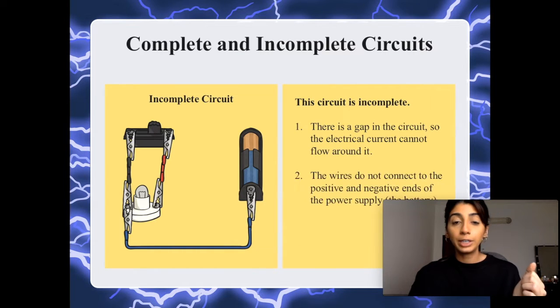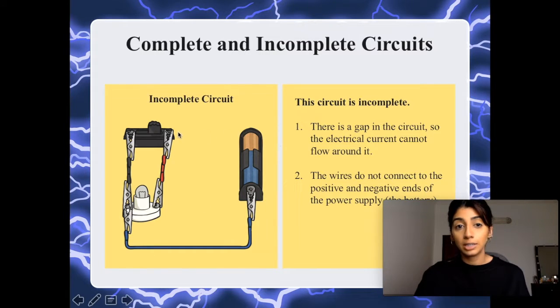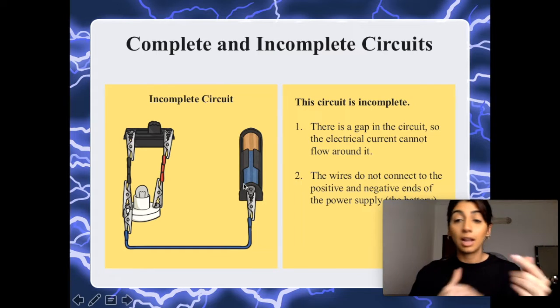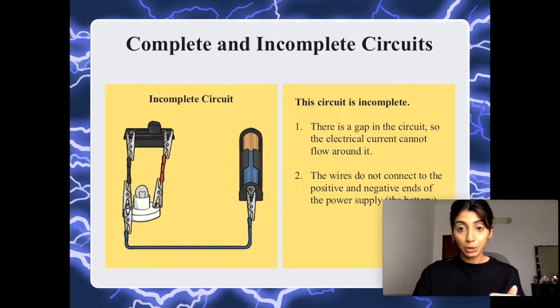So if you look here, this is an incomplete circuit. What makes it incomplete is that you can see that there is a gap. I have my negative side of the battery connected by a wire, but the positive side is not connected. So it is not a closed circle. It does not have that flow of energy, so it is incomplete.